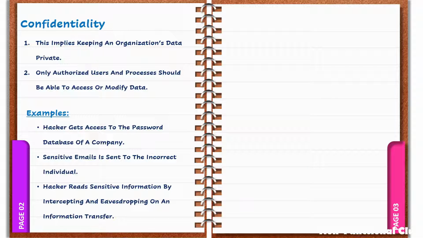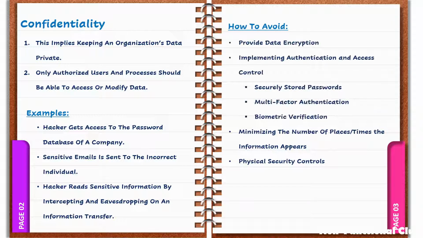Next is if a sensitive email is sent to an incorrect individual. By mistake, it is sent to a third party, and as it contains sensitive information, the private data of the organization is leaked here. Next is if a hacker reads sensitive information by intercepting or eavesdropping on an information transfer. If there is some mail sent and there is a man in the middle attack, and in this way an intruder is able to fetch private information, then definitely that is harmful for the organization. So these are examples. Let's see how we can avoid these situations.